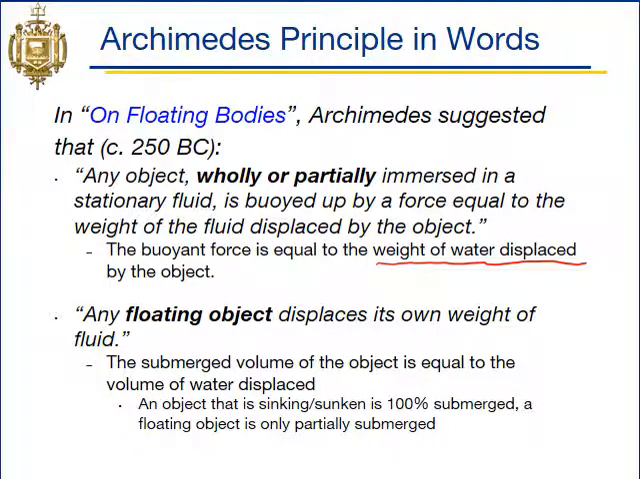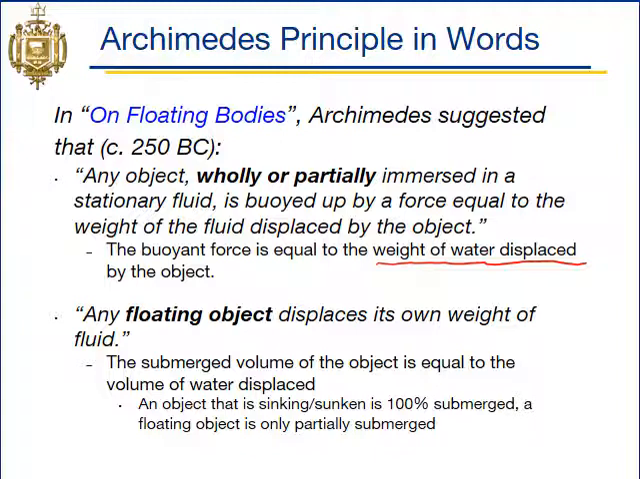So if an object weighs 1 pound and you put it in water, it's going to displace 1 pound of water. Right, so that's that second point here. Any floating object displaces its own weight of fluid. So the submerged volume of the object is equal to the volume of the water displaced. If you have an object that has 1 cubic foot of vessel below the water, that means it's displacing 1 cubic foot of water.